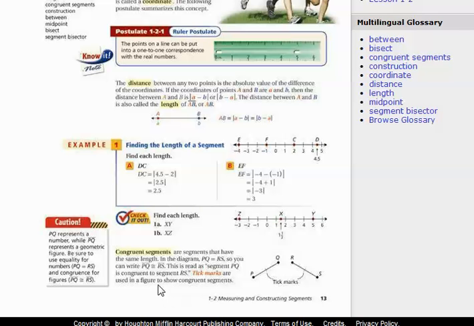Then we want to talk about congruency. Congruent segments are segments that have the same length, and you can take a look at some examples here. They're 2 separate, different segments, but they have the same length, so we talk about them being congruent.